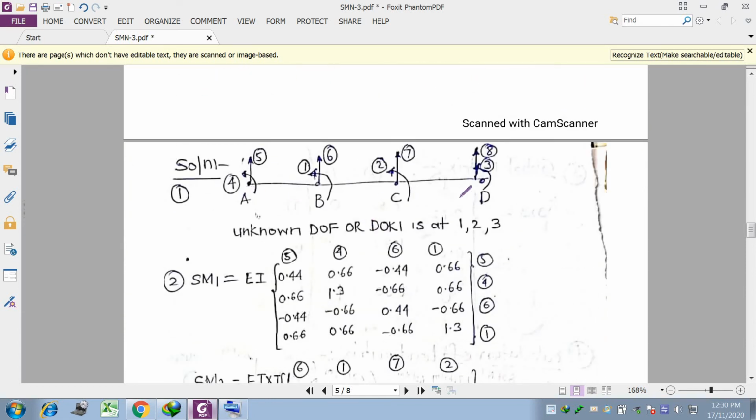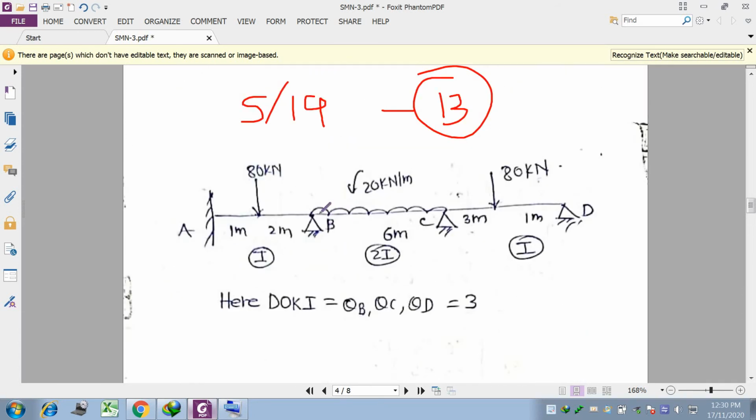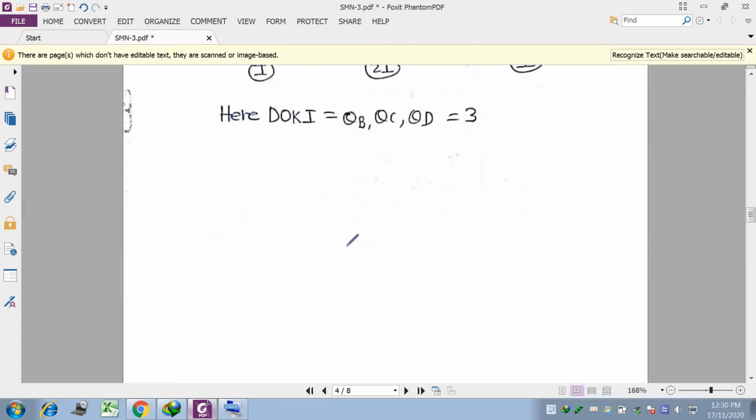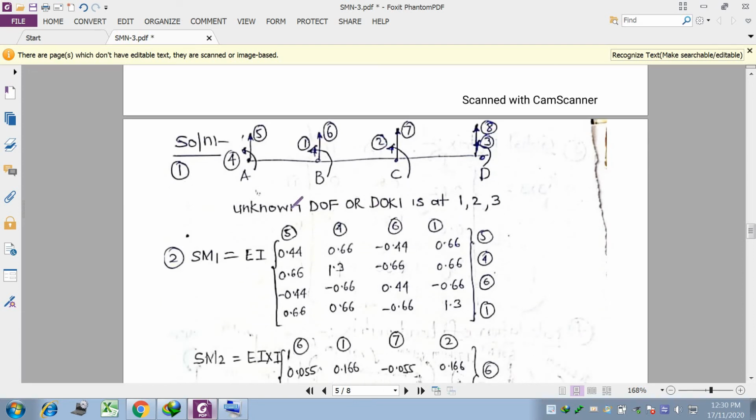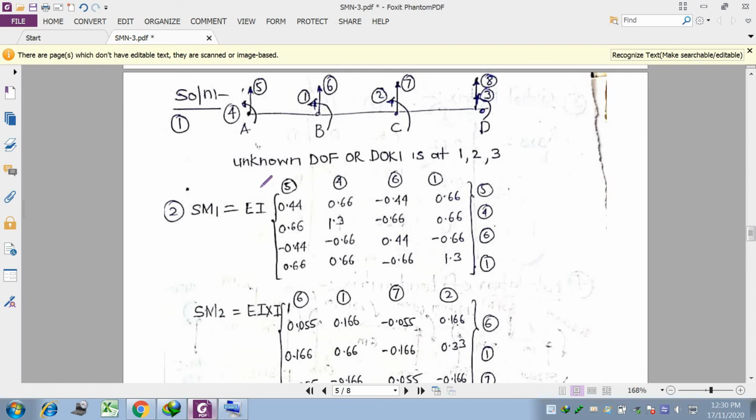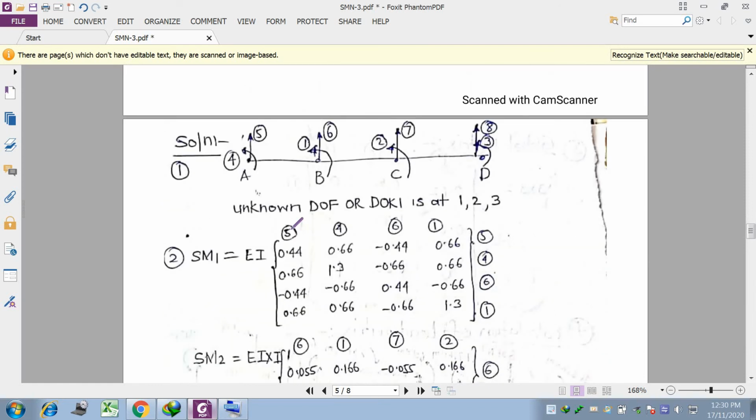First of all, we have to give our notation. So let us start with our unknown. Our first unknown is theta B. So start writing the symbols from here. So it becomes 1, 2, 3, that is the unknown part, then 4, 5, 6, 7, 8. Okay, so here we have to calculate the 3 unknowns, 1, 2 and 3. Now for structural matrix 1, we have to put the values, and very carefully we have to see the coordinates. So 5, 4, 6, 1 will be there.